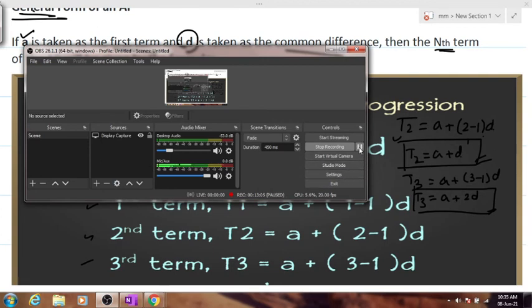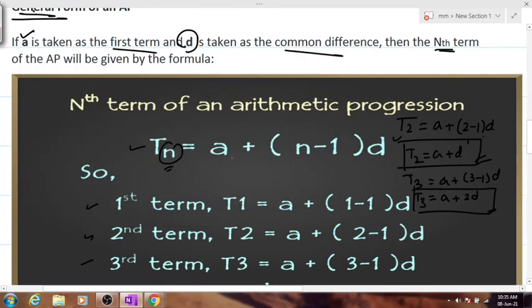Okay, then copy it. Sir, how is this formula derived? The derivation for this formula we'll do in the next class. Today we will be doing the derivation for Sn. Clear? Yes, sir.